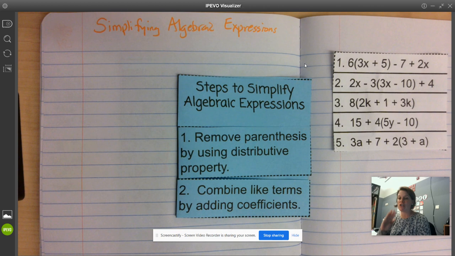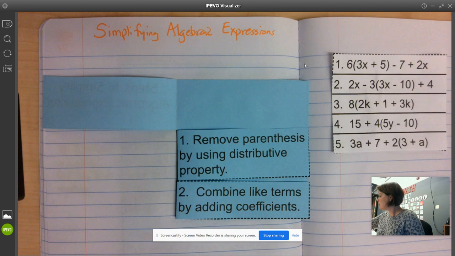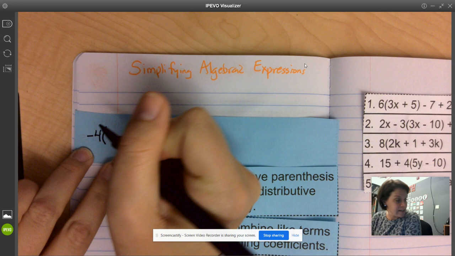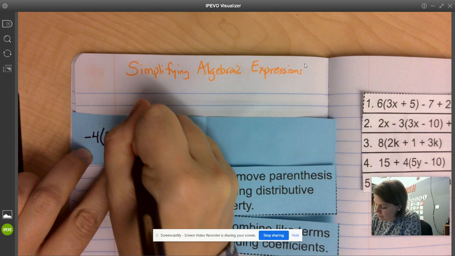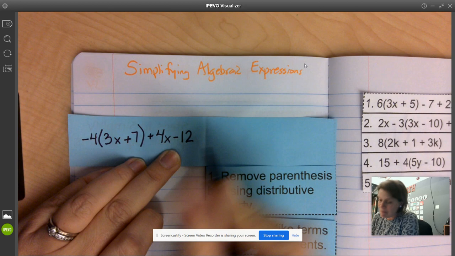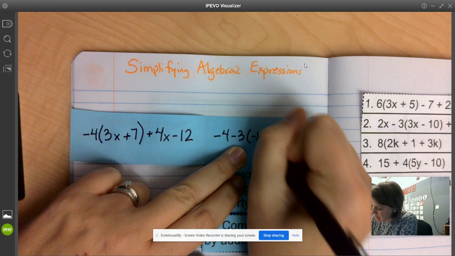So what I'd like for you to do is let's go ahead and write our first expression here. That expression is -4(3x + 7) + 4x - 12. Okay, that's the one we're going to do there. And then we have this other one on this side. It's going to be -4 - 3(-10x + 6) + 8x.